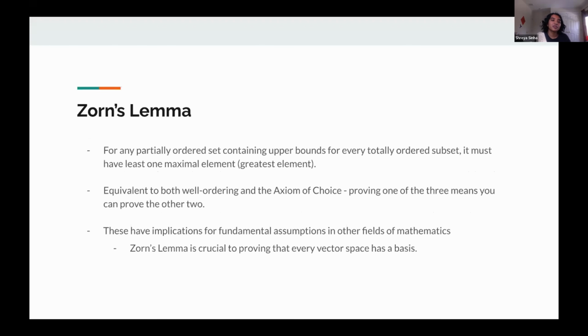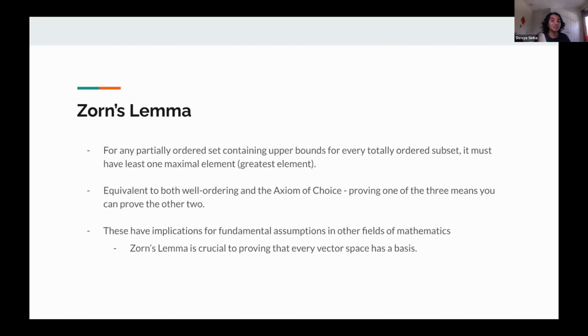And on a similar note, you have Zorn's lemma. And this is a little bit of the opposite. All it states is that for any partially ordered set containing upper bounds for every totally ordered subset, it must have one maximal element. So each of these subsets instead has one maximal element. And so that's kind of equivalent to thinking about what's the biggest number less than 1? 0.9 repeating? And on that note, it's been proven again that that is just 1. It's a bit of a debate, but most people agree that it's just 1.